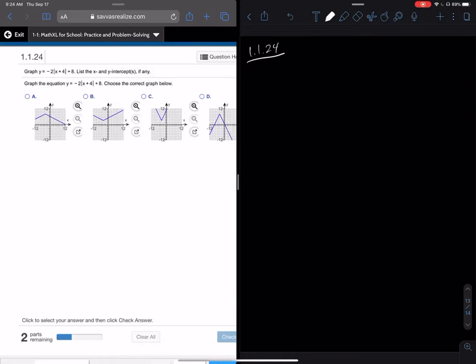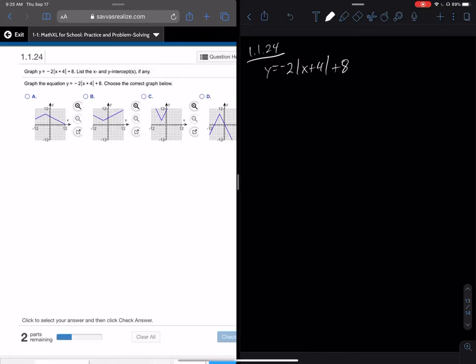Here we have problem 1.1.24, and we're asked to graph the equation y equals -2 times the absolute value of x plus 4 plus 8. So I'm going to look at each one of these pieces and determine what happens in my graph and then select one of these options. The nice thing is I'm not starting from scratch. I do have some graphs to select.